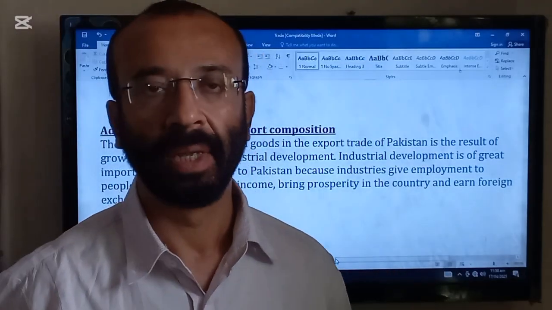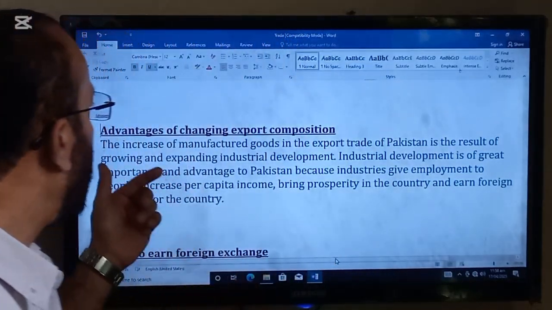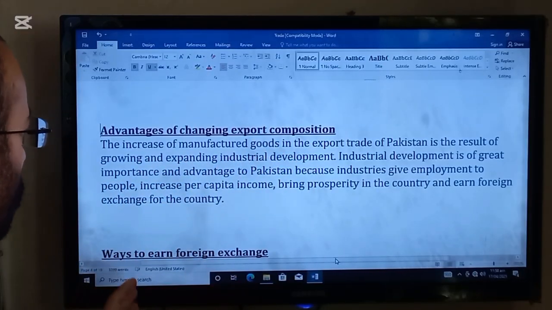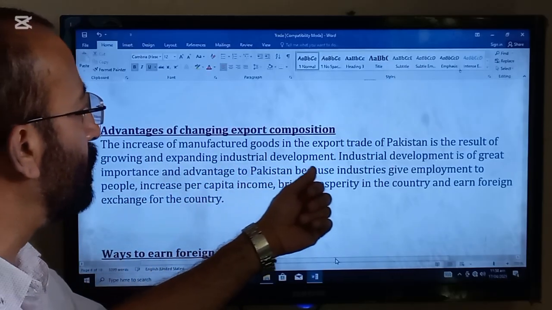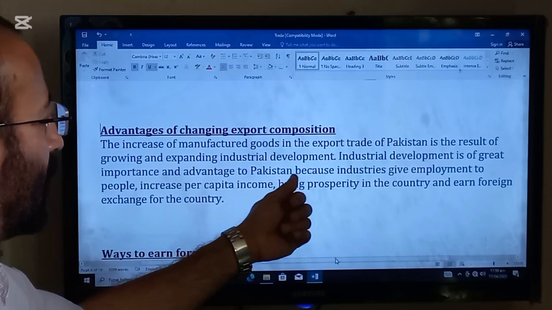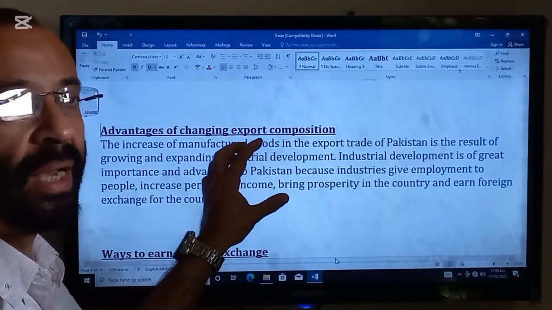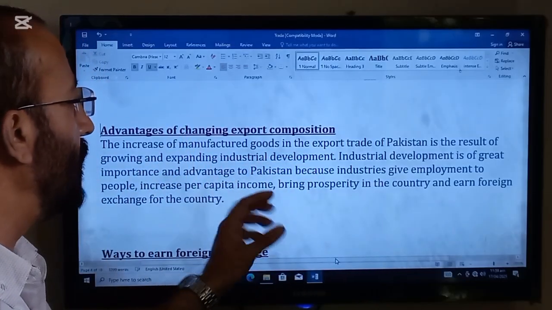The next point in the lecture is advantages of changing export composition. The increase of manufactured goods in the export trade of Pakistan is the result of growing and expanding industrial development. So this is the reason Pakistan's manufactured goods are getting a huge percentage in our export list now.